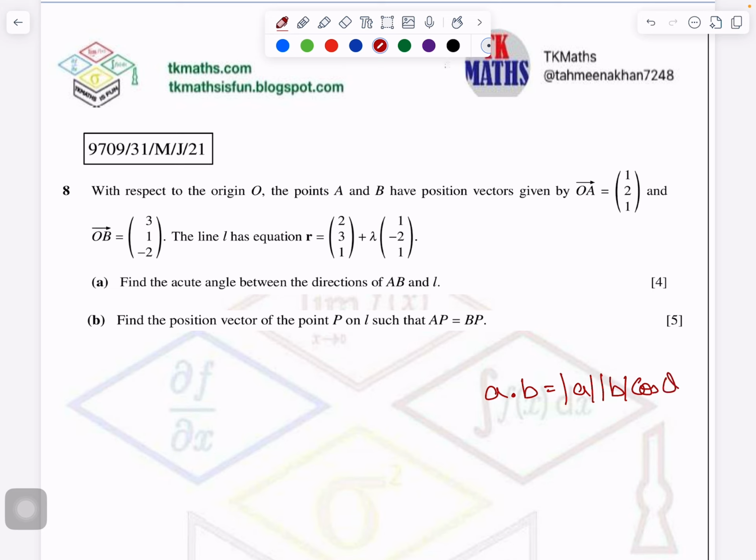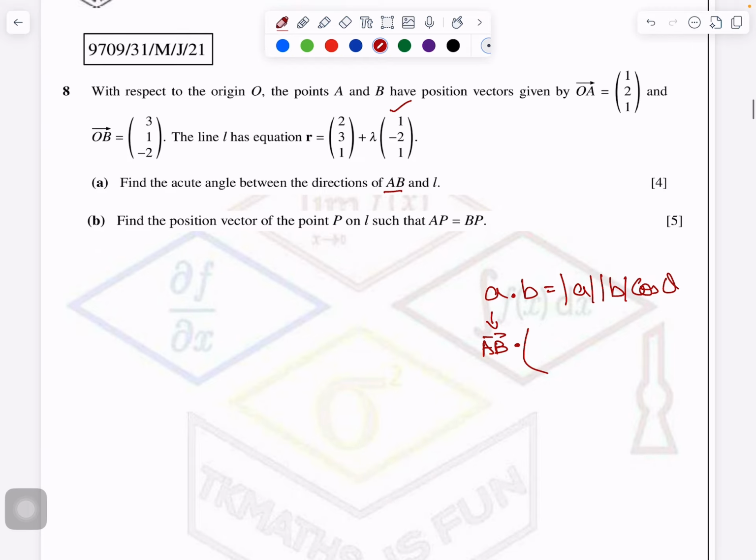A and B are your vectors. In this case, he's talking about AB. So one vector will be AB, which we will find out. And the other vector will be the direction vector of the line. This is the direction vector because we know in the general form of the vector equation of the line, this vector represents the direction vector. So we will take the dot product between these two.